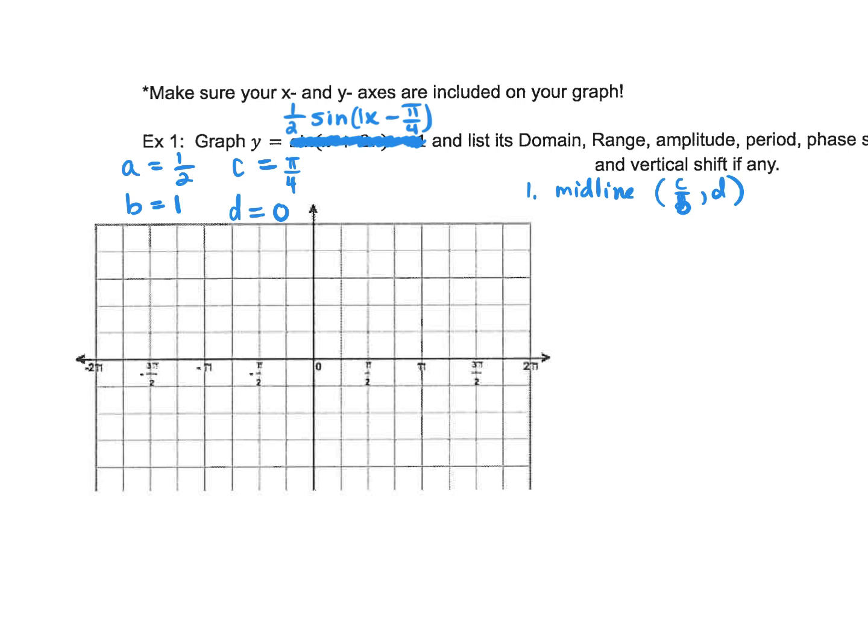So I need to take C over B. What is C over B? Pi over 4 divided by 1 is still just pi over 4. So this is going to be at pi over 4, and what was D? 0. All right, so we need to go over pi over 4 and mark pi over 4, 0. Guys, do you understand this is pi over 2? Everybody understands that pi over 4 is halfway between pi over 2 and 0? So pi over 4, 0 is right here, isn't it?